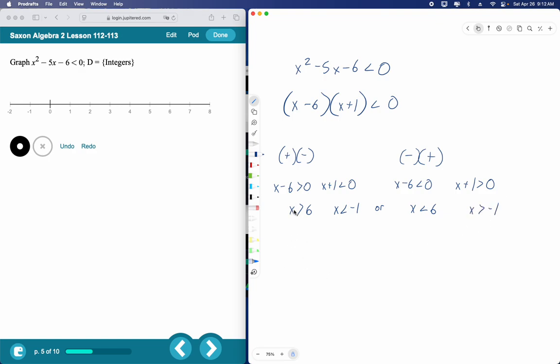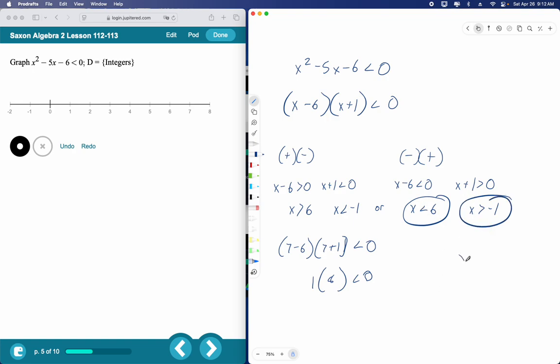Now we test. I'm just going to test the first one. x is greater than 6, that'd be 7. So 7 minus 6, 7 plus 1, less than 0. 7 minus 6 is 1, 7 plus 1 is 8. 8 is not less than 0, so it's going to be these two that are correct.